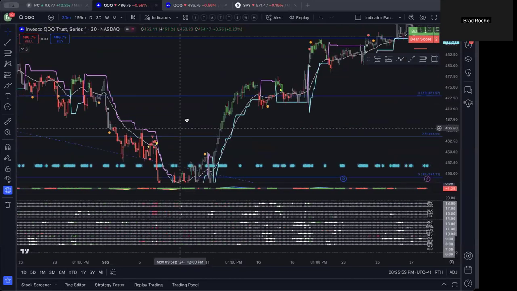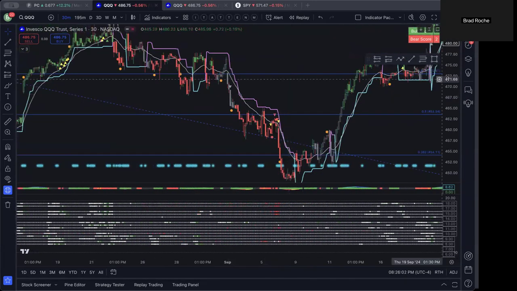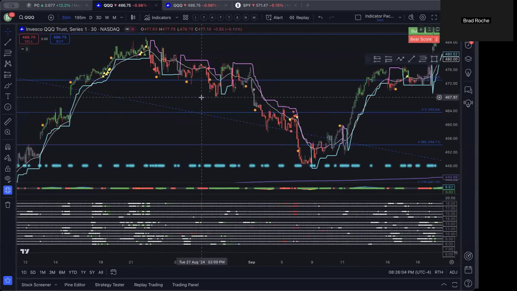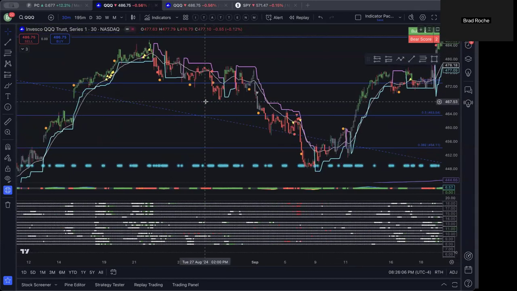So if we're breaking down what we see here, we've done a lot of updates. Well, I've done a lot of updates to the indicator, adding some things, freshening up the look, adding stuff to the lifetime package, and so on and so forth. So let's get into it.